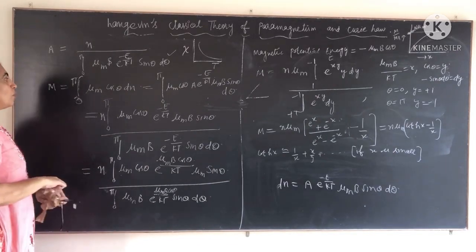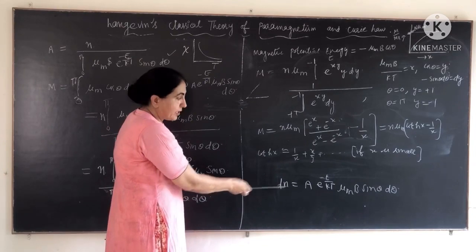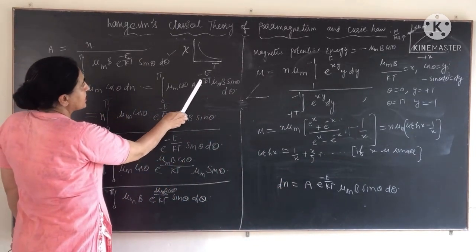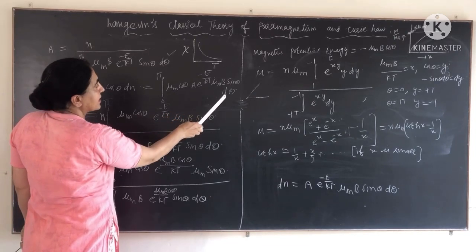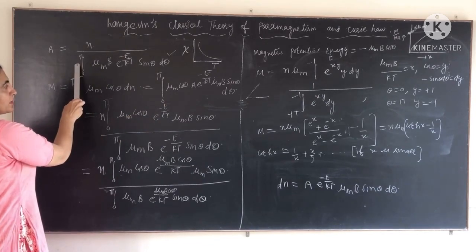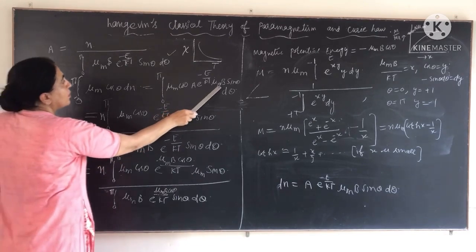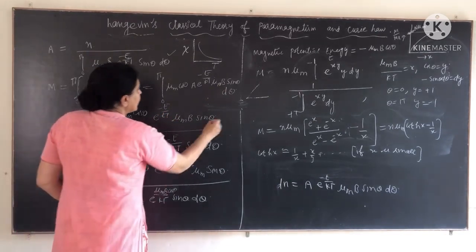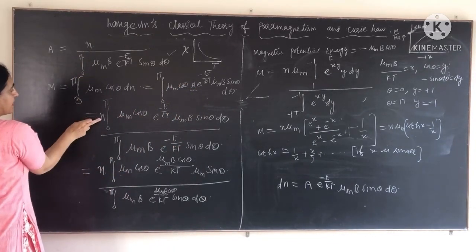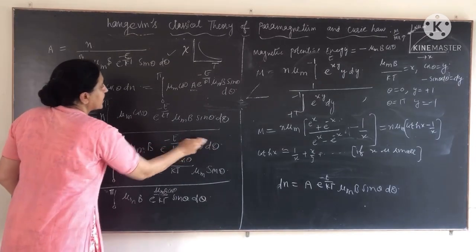Now put the value of dn from the previous derivation. dn is equal to this: A e raised to power minus E over kT, mu_m B sin theta d theta. Then put the value of A from the earlier equation. So this is mu_m cos theta e raised to power minus E over kT, mu_m B sin theta d theta, where A is N over the integral from 0 to pi of mu_m B e raised to power minus E over kT sin theta d theta.